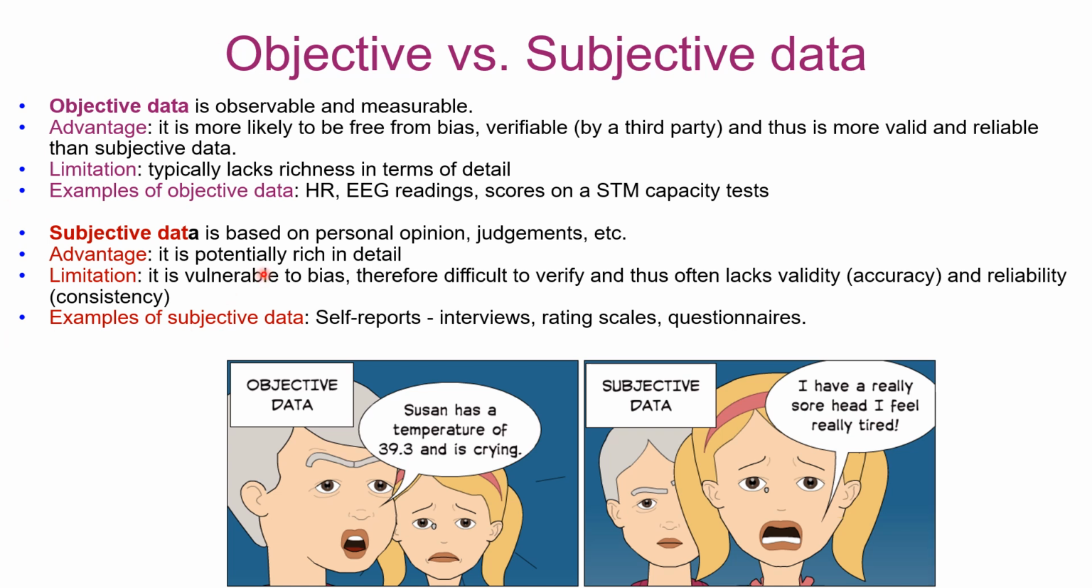Subjective data, again, we can get this from a self-report when we ask people about their sleep hygiene habits. We get that rich detail, but it is prone to bias in terms of the way the participants interpret the question, and even some observer bias in the way that data is interpreted.